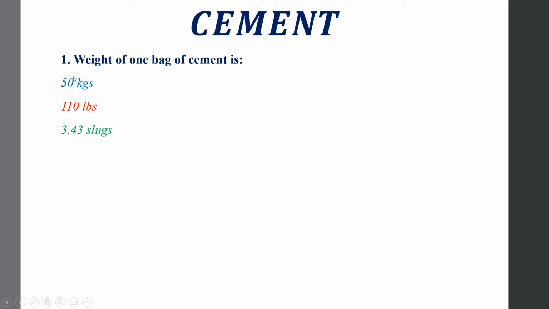The first factor which we encounter while studying cement is the weight of one bag of cement. The weight of one bag of cement is 50 kgs, 110 pounds, or 3.43 slugs. These are the weights of one bag of cement, which comes in 50 kgs weight per bag. That bag may be 50 kgs, 110 lbs, meaning pounds, or 3.43 slugs.